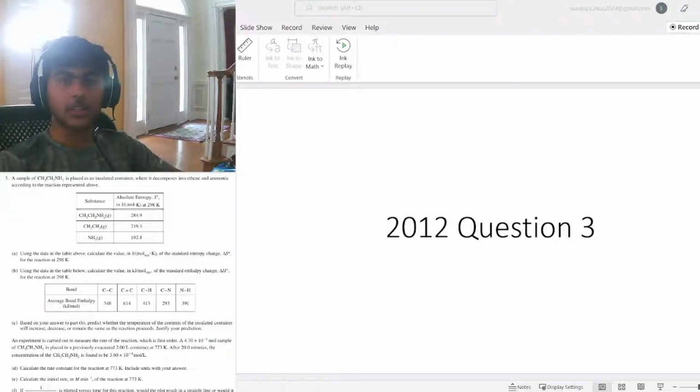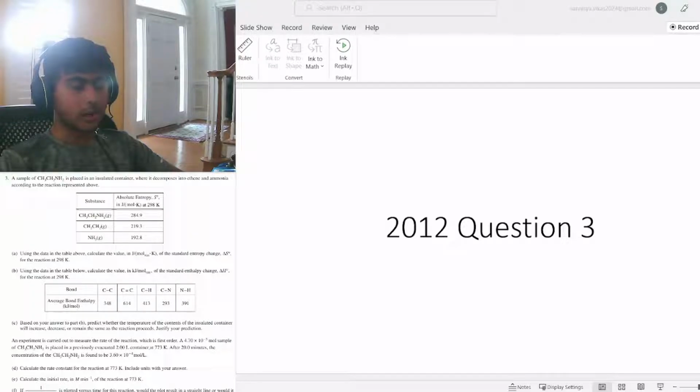And with that, let's get started on our question. Here it is. A sample of CH3CH2NH2 is placed in an insulated container where it decomposes into ethene and ammonia according to the reaction represented above. And we have a table of substance versus absolute entropy, S standard, at 298 Kelvin.